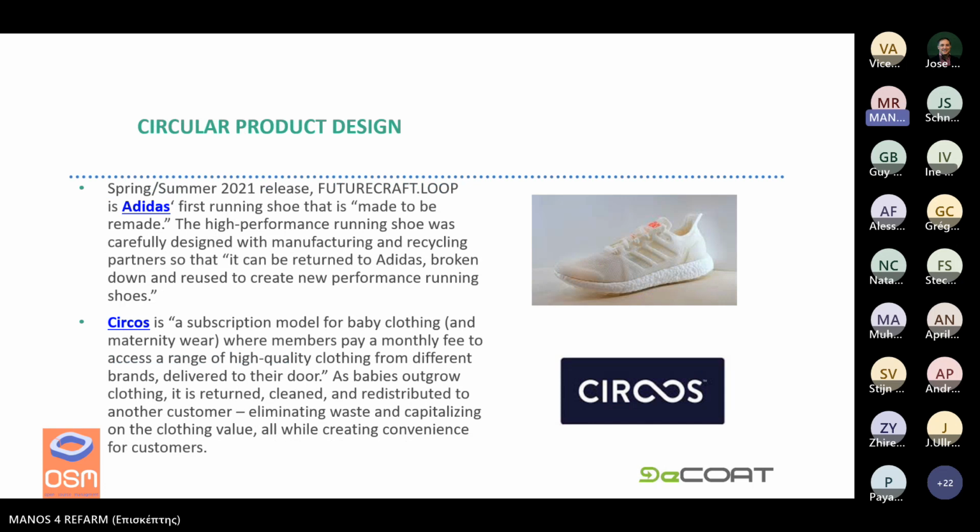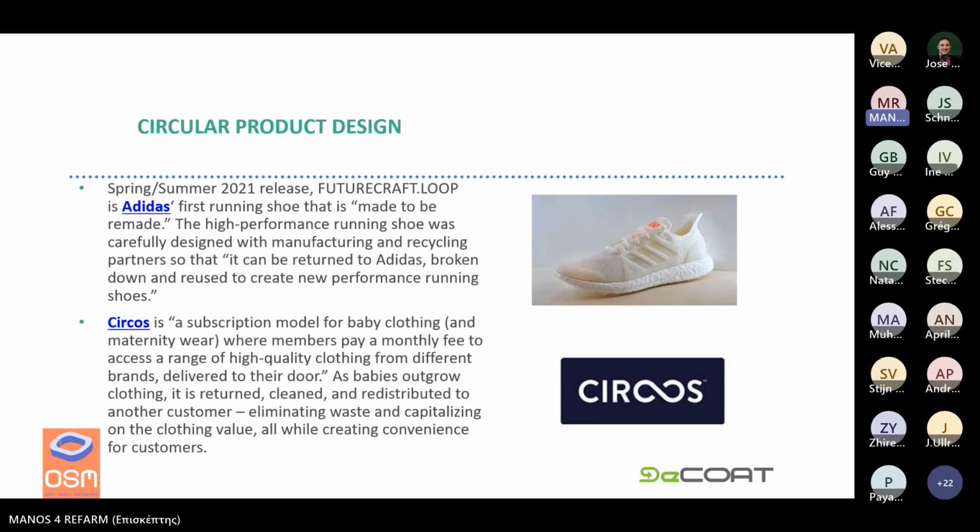In our case, Adidas, the Spring/Summer 21 release Futurecraft Loop model was the first running shoe that's made to be remade. It was designed in such a way that when you manufacture and recycle, it can be returned to Adidas, broken down, and be reused to create new performance running shoes.